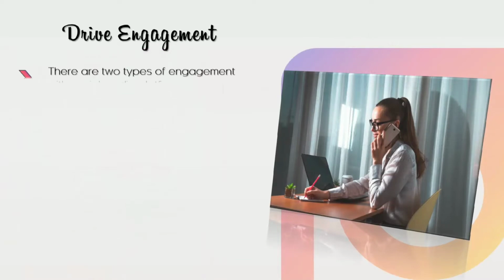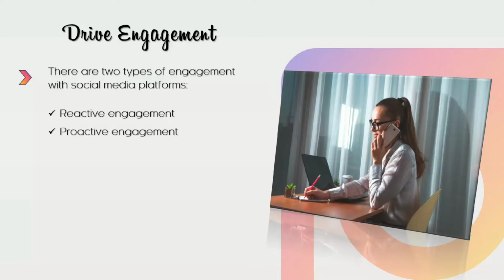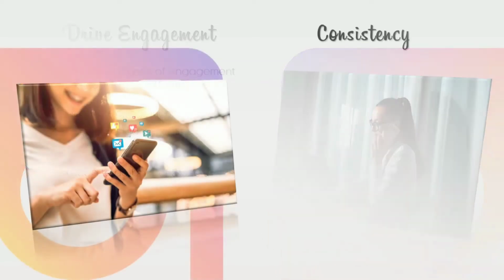Drive engagement. There are two types of engagement with social media platforms. 1. Reactive engagement. This is where you respond to direct messages, mentions, and comments. 2. Proactive engagement. You make the first move here to engage with others. This is the best way to create a buzz about your ad and your business. You need to do both of these things. When users respond to your ad with comments, for example, then you need to respond quickly. Users will be keen to see that there is a real human being behind the business.